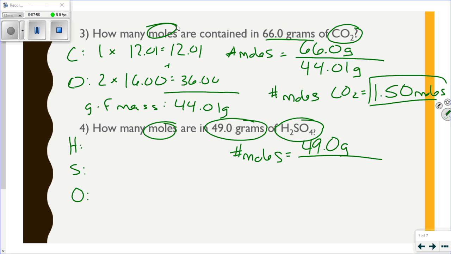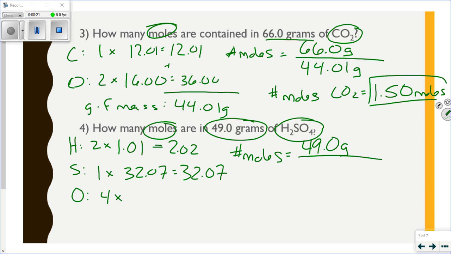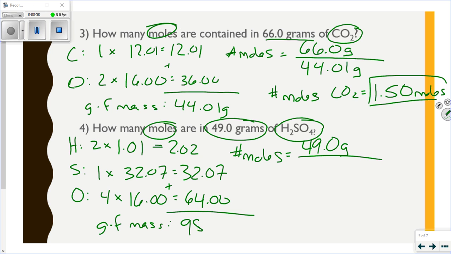So here I'm using my reference table again. I've split up each of the 3 elements I have. I know I have 2 hydrogens, 1 sulfur, and 4 oxygens. Use your reference table. You'll find that there are 1.01 grams in each hydrogen, for a total of 2.02 grams. You'll find that for sulfur, there's a total of 32.07 grams in 1 sulfur atom, so we'll end up with 32.07, and there's 16.00 grams in each oxygen, to give us a grand total of 64.00 grams for the oxygen. Add them up to get our gram formula mass, and you're going to end up with a grand total of 98.09 grams.